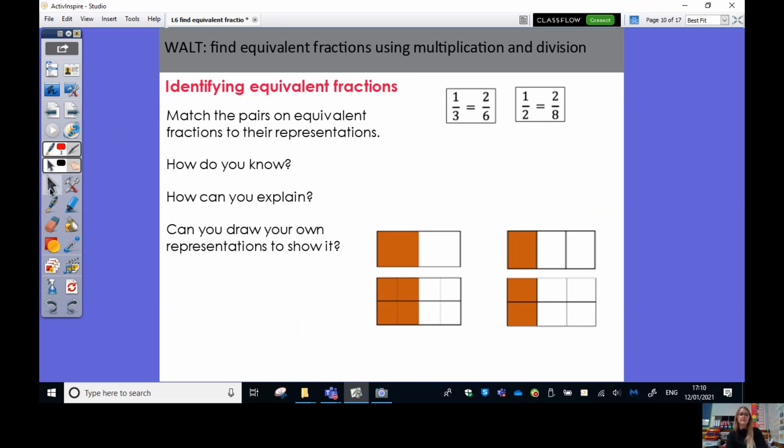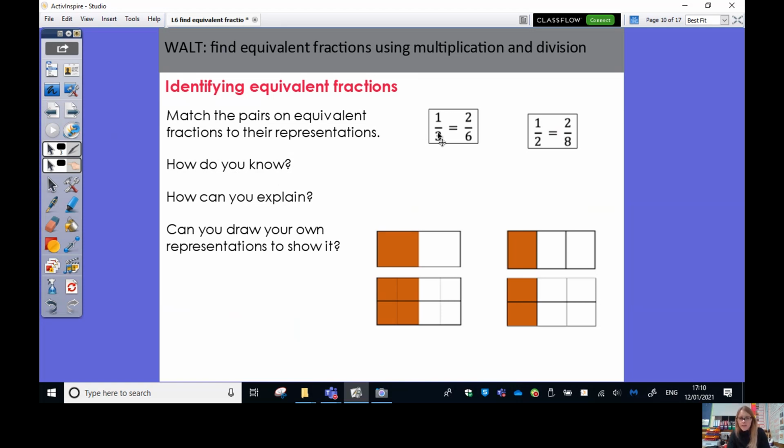So what I would like you to do now, before we do some more examples of that, is match the pairs of equivalent fractions to their representations. So I want you to think, how do you know? How can you explain it? And can you draw your own representation to show it if you want to challenge yourself? So I've got 2 different representations here and 2 different pairs of equivalent fractions. So I'm going to see which one matches to which representation.